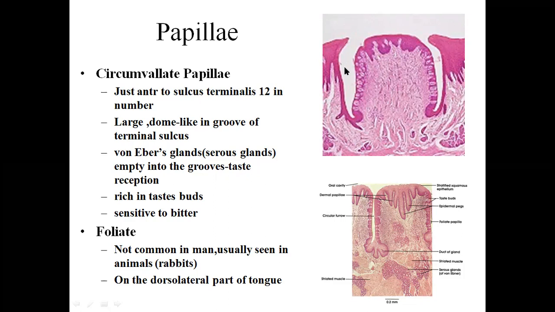If you observe, this is one groove, this is a complete circumvallate papilla, and this is the next papilla. Between papilla and papilla, the area is the furrow. In this furrow, on either side, you will see many taste buds. So taste buds are predominantly present in the circumvallate papillae. They are rich in taste buds and sensitive to bitter taste. Apart from the circumvallate papillae, on the margins of the tongue we also have foliate papillae. They are not commonly seen in human beings, but most commonly seen in animals like rabbits.